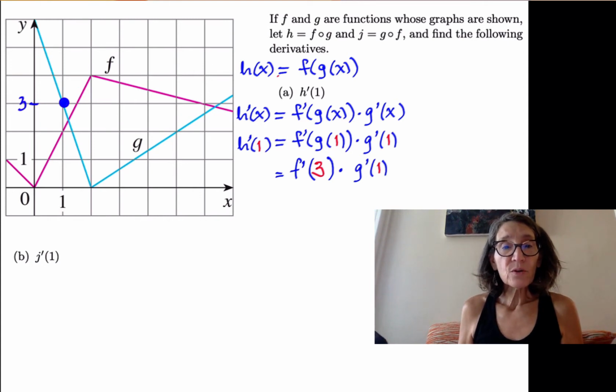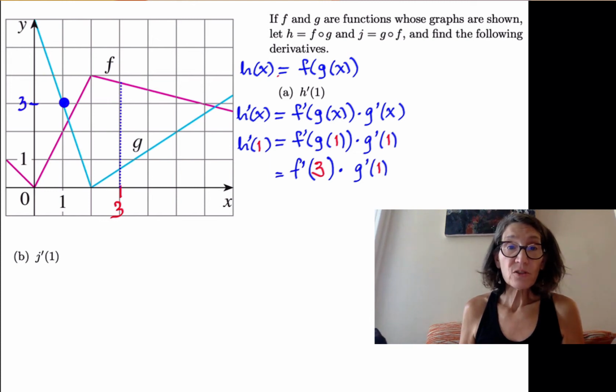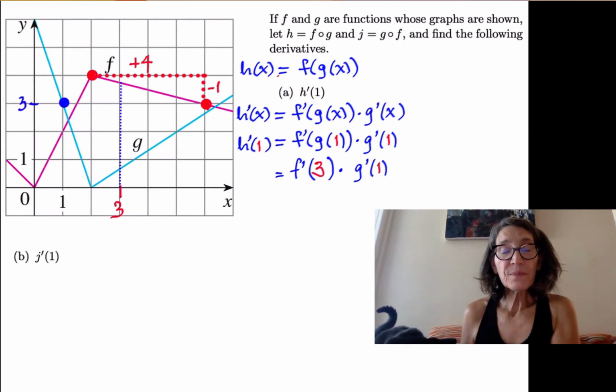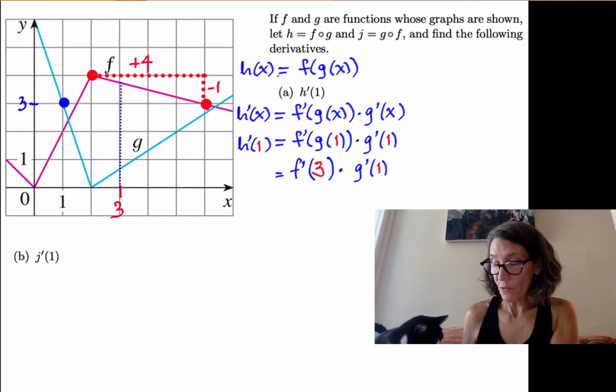Locating X equals 3, and then going up to the graph of F, we want to know what's the derivative at that point. What's the derivative of F at X equals 3? Well, luckily, it's a line segment, and all we need to do is find the slope of that line. Using 2 points on that line segment, we can see the change in X is positive 4, the change in Y is negative 1, and so F prime of 3 is negative 1/4.